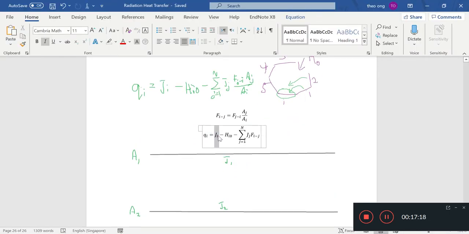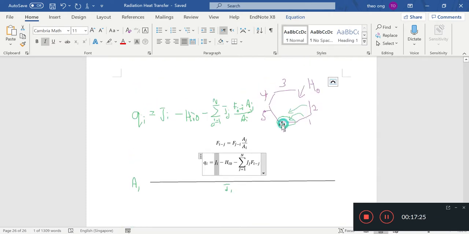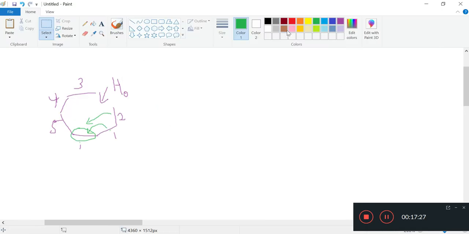We see that there is this amount of radiosity coming out of the surface I. Let's label this Ji. That's the radiosity coming off the surface. So where does this radiosity go? The radiosity is going to go into all the other surfaces.